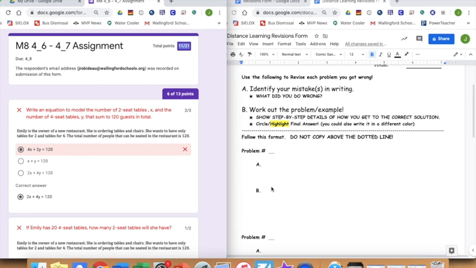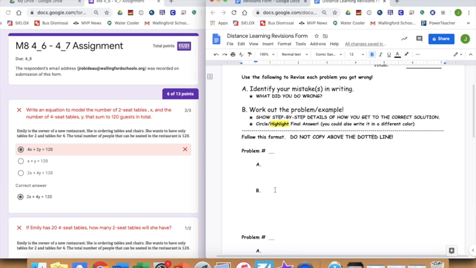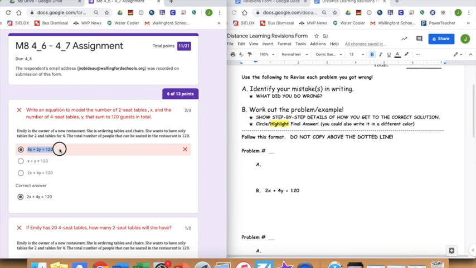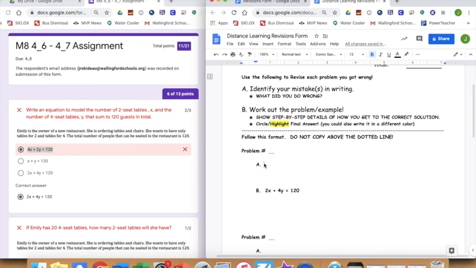So if you just copy down the correct answers onto your corrections form, that is obviously not appropriate because I gave you the correct answers. Your goal is now to tell me why is that the correct answer. So I'll show you an example of bad corrections. So let's see. If I made a mistake in writing, what did I do wrong? Well, okay, you should not just copy down your answer.